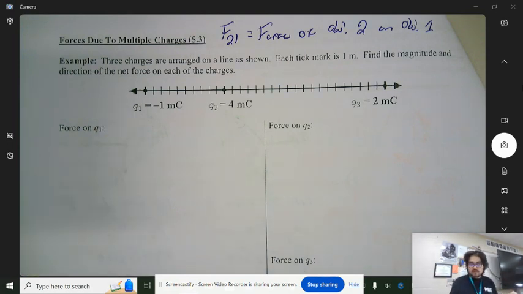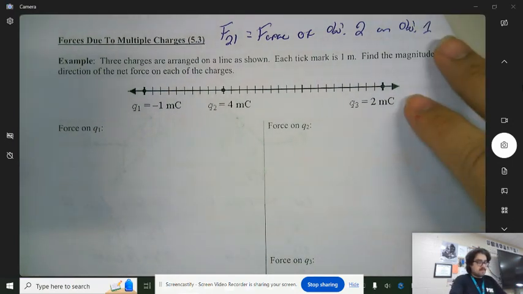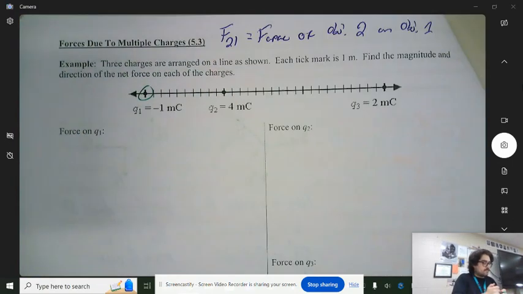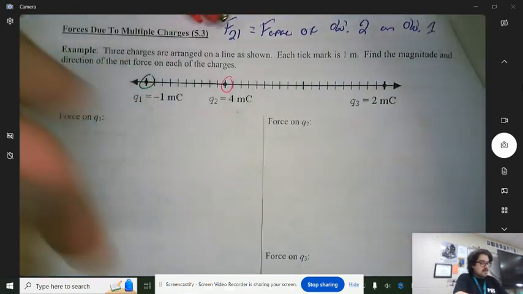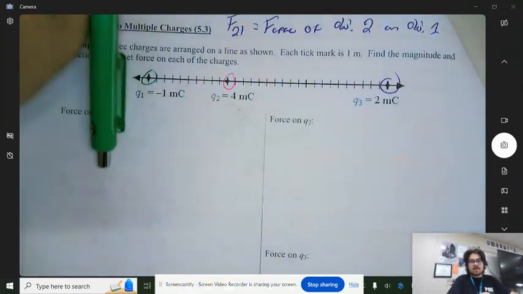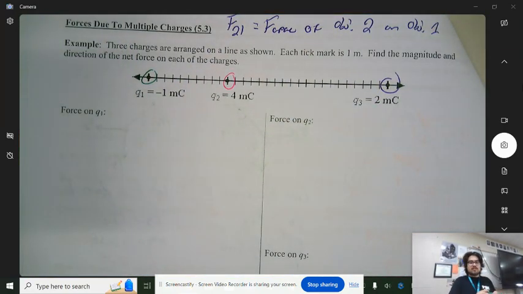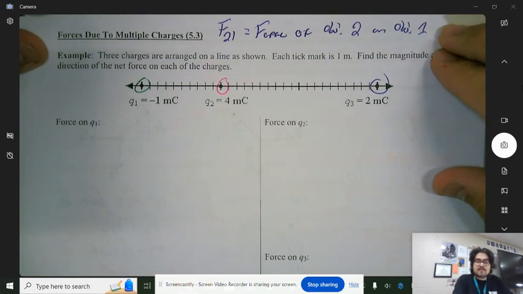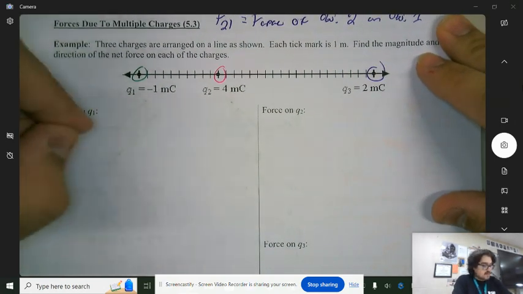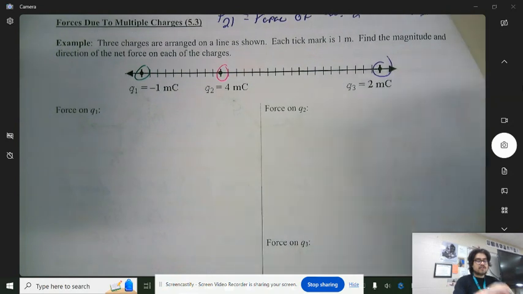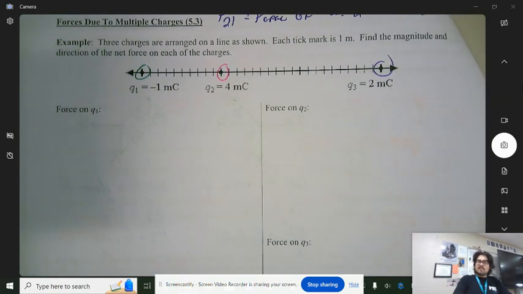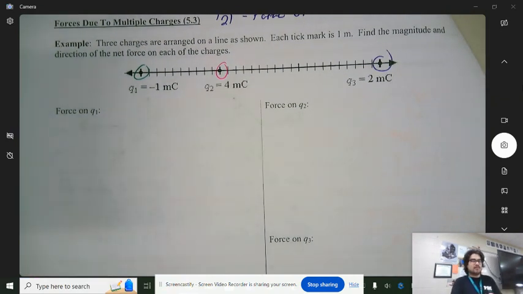So we have 3 charges arranged in a line. I'm going to use different colors for each one so that we can make it all pretty. This is Q1, this is Q2, and this is Q3. So we've got all the charges on a line as shown. Each tick mark is 1 meter. Find the magnitude. First off, let's take a look at charge 1. You're actually going to notice that this problem is going to get a lot easier as it goes.